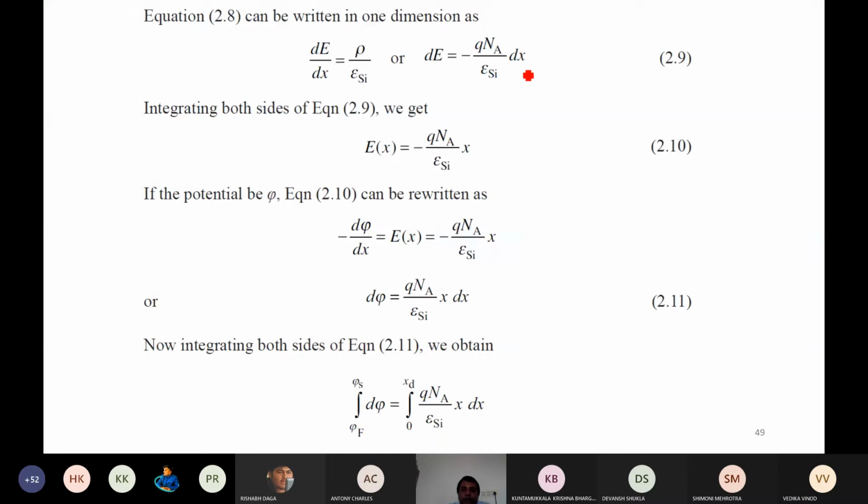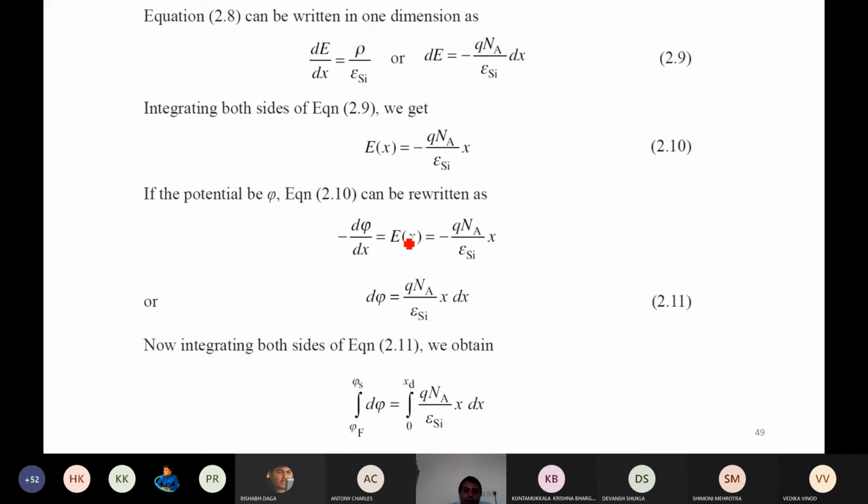We can take x as a variable, so E will also be a function of x. Ex can be calculated by integrating this one, and we can obtain the value of E. So in terms of x, Ex is now minus QNA by epsilon Si, and here, after integration, meaning integrating without assuming any initial constants, minus QNA by epsilon Si into x.